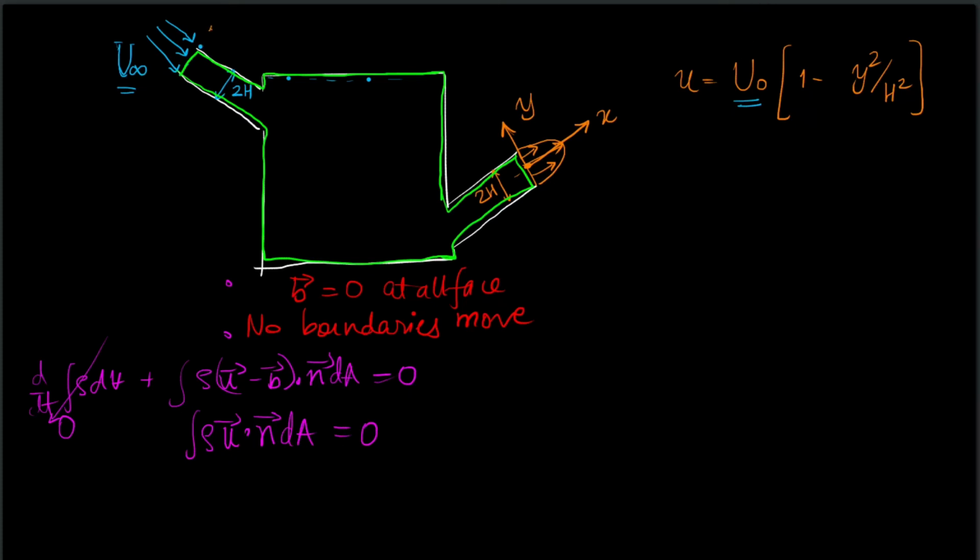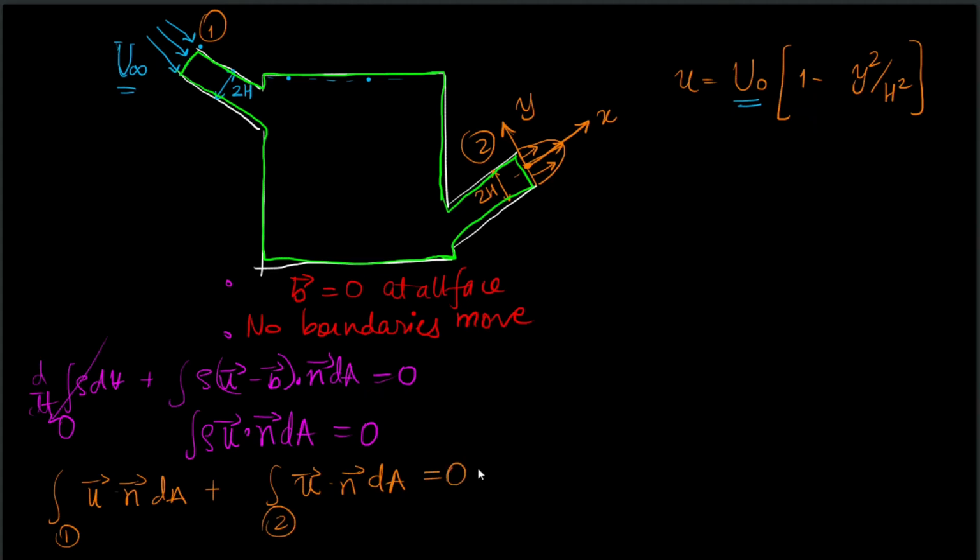Now let me call this 1, let me call this 2. So this is essentially implying integral rho u dot n. Now if rho is constant, it makes no sense to keep repeating rho. We can simply drop it. So integral u dot n cap dA over section 1 plus integral u dot n dA over section 2 is going to be equal to 0.